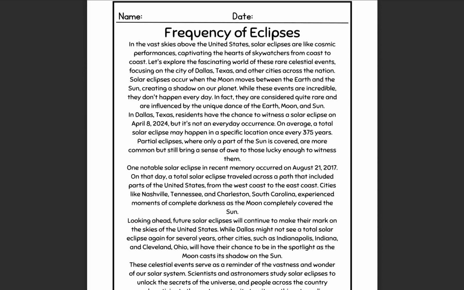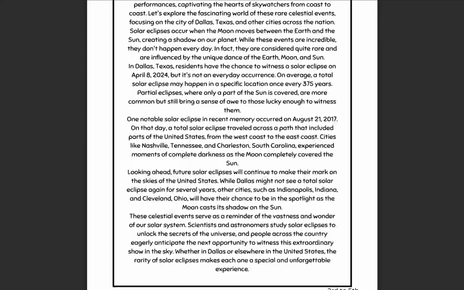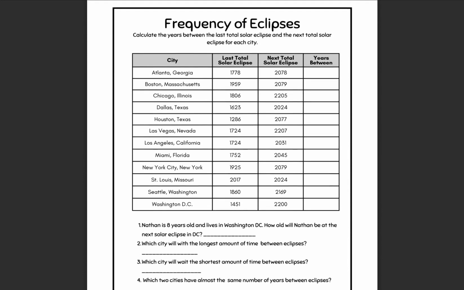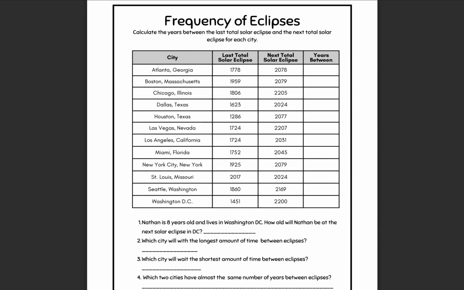When we look at the upper grades, so maybe end of second grade, again, depending on where your students are at, definitely third through fifth, there is a frequency of eclipses passage for students to read. Since we know this is a math activity, but you might want to get some reading in there as well, you can also have them annotate this passage, highlight important information, key terms, color code things. And then after they read their frequency of eclipses passage, they will be completing this data table.